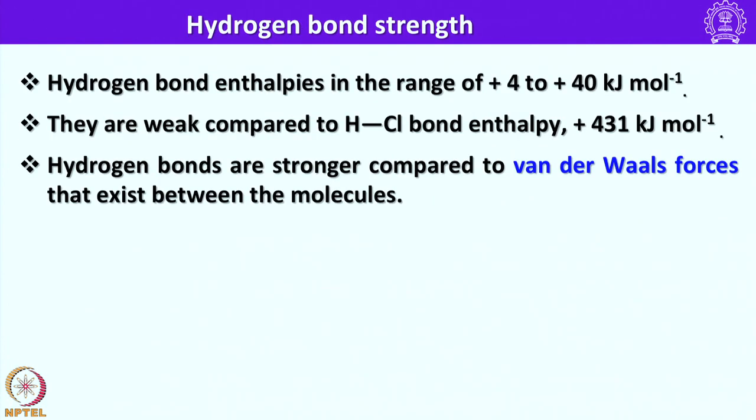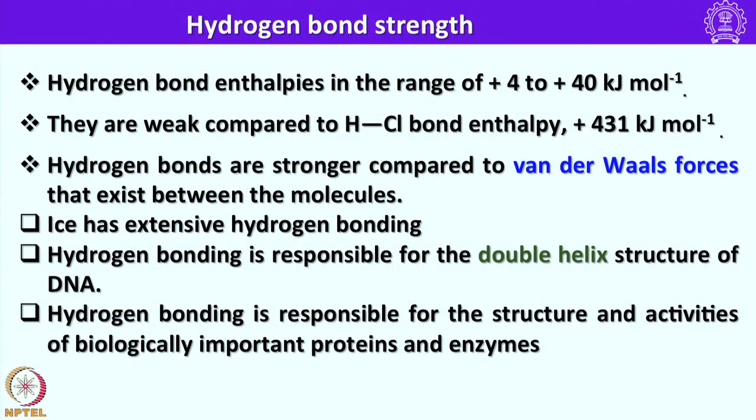So, that means hydrogen bond enthalpy is in the range of 4 to 40 kilojoules per mole. They are weak compared to the HCl bond enthalpy of 431 kilojoules per mole. Hydrogen bonds are stronger compared to van der Waals forces that exist between molecules, such as methane molecules or ethane molecules, etc. And ice has extensive hydrogen bonding.